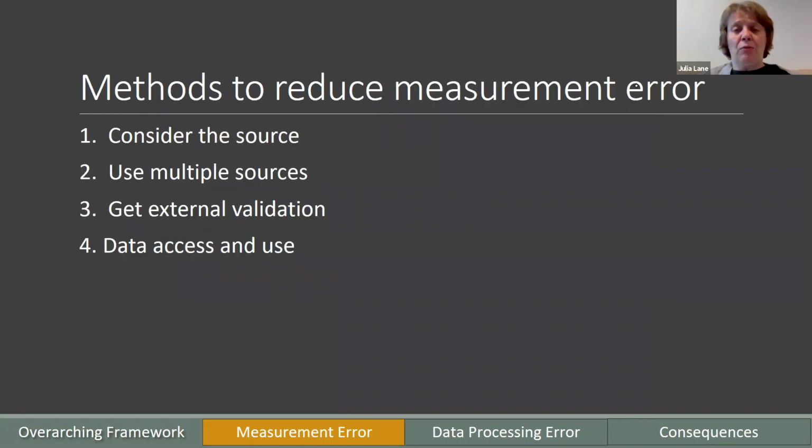So how can you reduce measurement error? Well, there are a number of different ways. First of all, consider the source. I've kind of talked about this a lot, but understand the data generating mechanism. So just because it's administrative data doesn't mean that it's necessarily good data. I'm going to give a couple of examples.